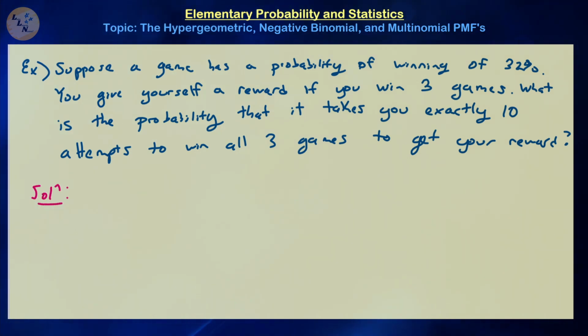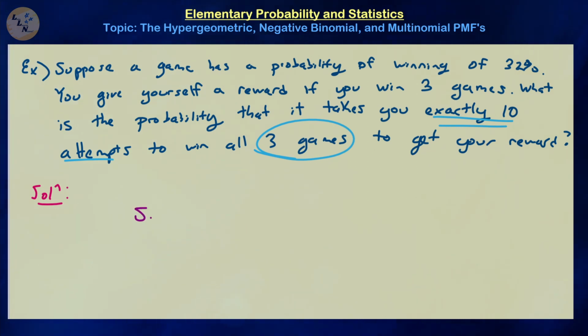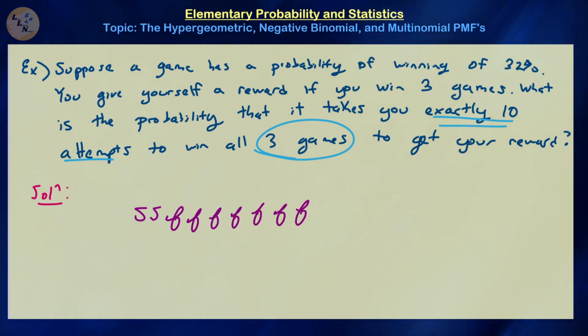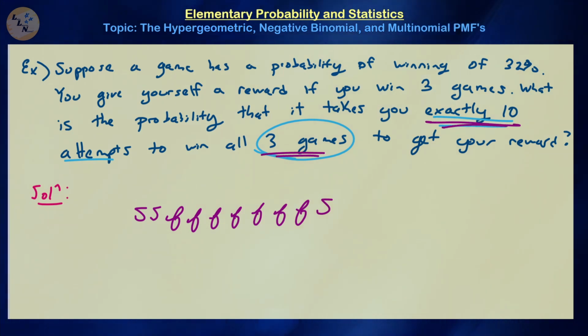So let us look at the sequence of events. We want exactly 10 trials until you get 3 successes. So that means the last attempt must be a success. So one of the scenarios, let's assume we get our first 2 successes there, but then the rest of them, so 3, 4, 5, 6, 7, 8, 9, must be all failures in order to get our 3rd success, where we want to stop on our 10th attempt.